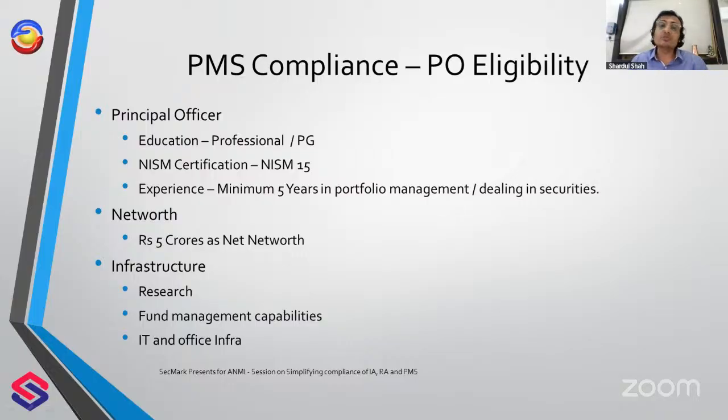This net worth is one of the critical requirements under the PMS license. They should have a net worth of 5 crores or more before they put an application to the authority, and they have to make sure that the principal officer and net worth, both eligibility criteria, are being fulfilled at all points of time during the holding of the PMS license.